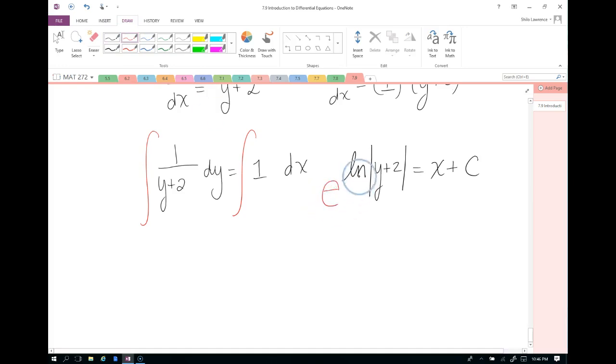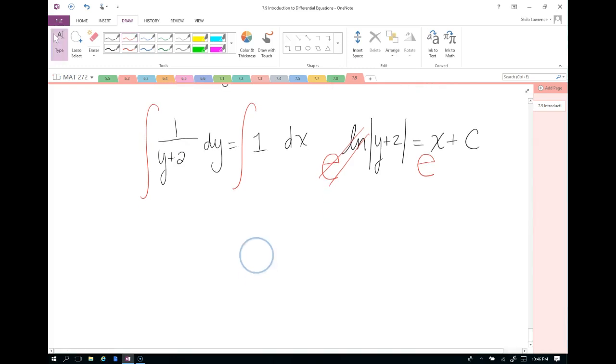So I can get rid of that log if I consider both sides of my equation to be exponents of e. Now you're not going to do it on each individual piece, you're just going to do it once on the left and once on the right. So on the left they cancel, because e to a natural log power, those are inverse functions, and all you're going to be left with is the y plus 2. And then now that we're out of the natural log, we don't need the absolute values anymore either.